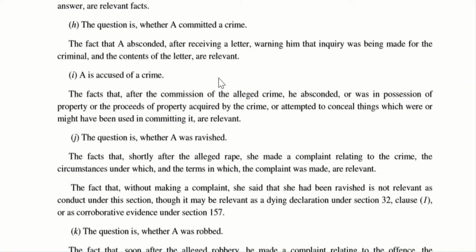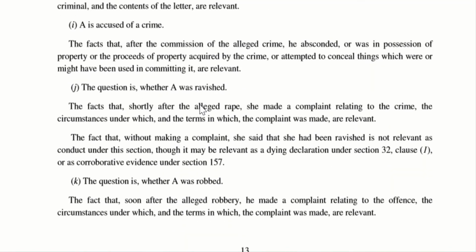So the contents of that said letter are quite relevant in this case. Now let us move to the next example. A is accused of a crime. If A absconded, or he was in possession of the property which he stole, or if he has sold that stolen property and obtained some proceeds of the property, or attempted to conceal things. For example, imagine he used a knife to kill somebody and is trying to conceal that knife which might have been used for committing the crime, are all absolutely relevant.